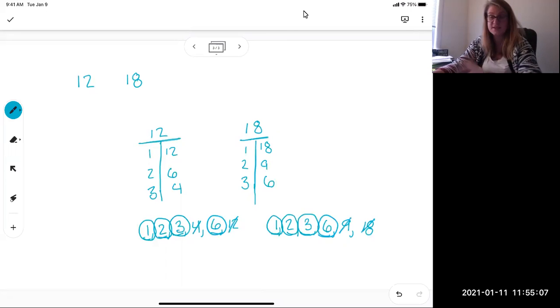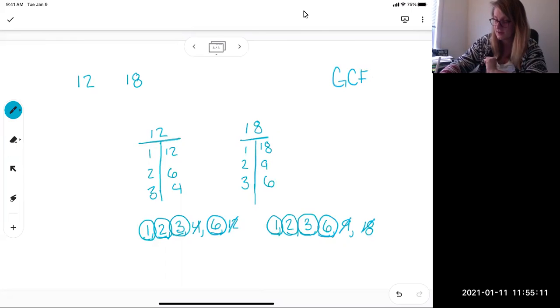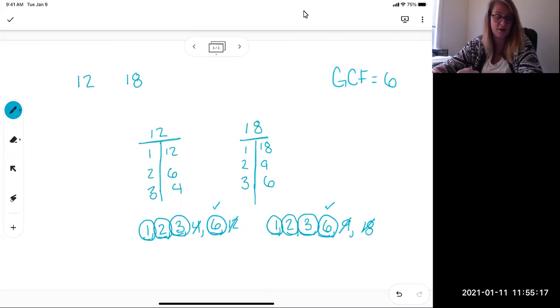So, of these two numbers, our greatest common factor is 6 because that is the largest factor that they have in common.